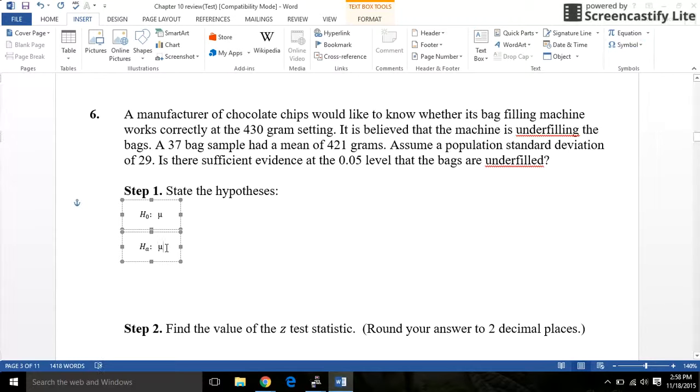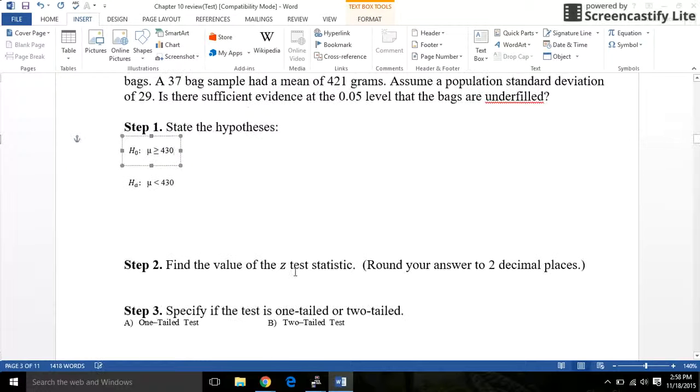All right. So if it's underfilling, that means it's less than what it should be, so it's going to be less than the population mean of 430. I got this from my sentence because here's 430, and that's my population mean. And here is underfilling, which means it's less than. So if my alternative is less than, then my null is greater than or equal to 430. Okay? Find the value of the z statistic.